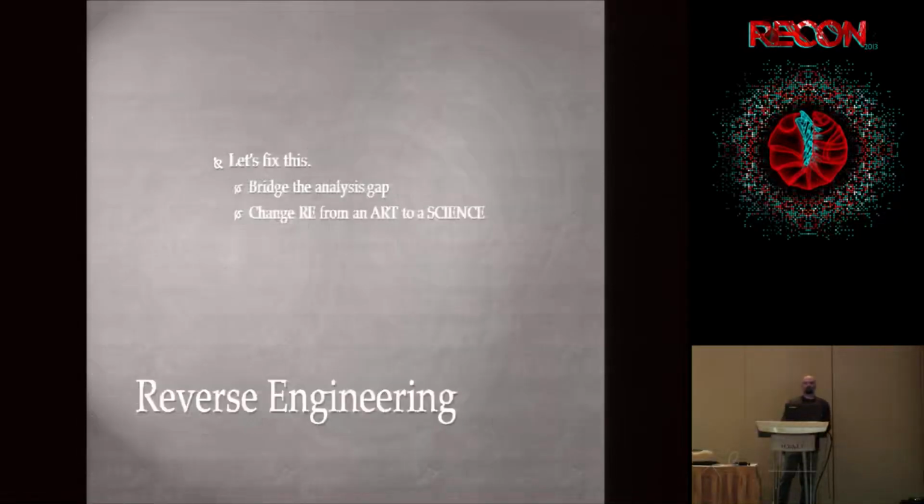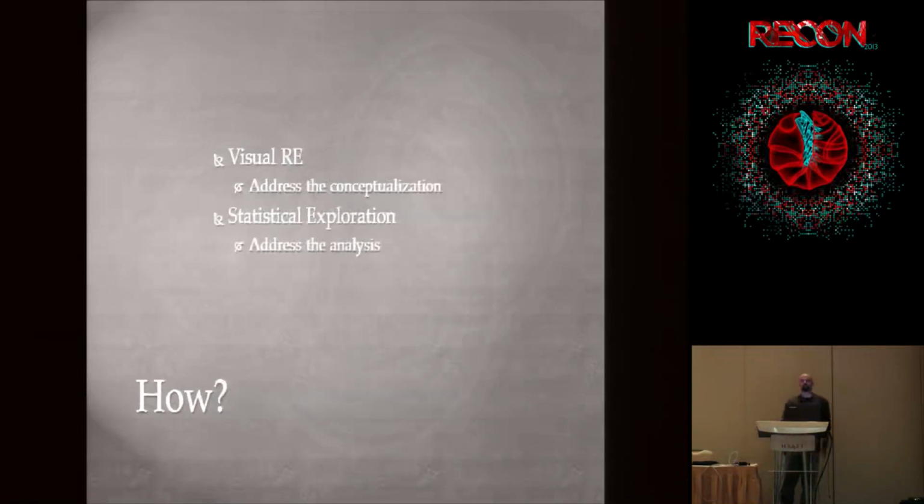So these are the two big things I want to address. I want to address this gap in our analysis methods, and I want to change RE from an art into a science. These are pretty ambitious goals, but I think we can do this with the tools we have available. The two main things I want to use are a concept called visual reverse engineering, which addresses the way we conceptualize binary information, and statistical exploration, which addresses how we further our analysis with our conceptualization.